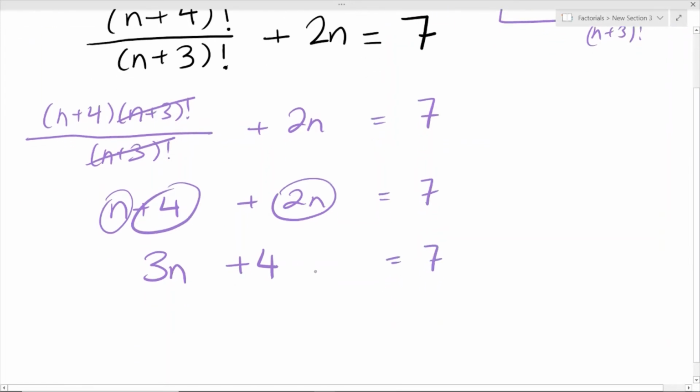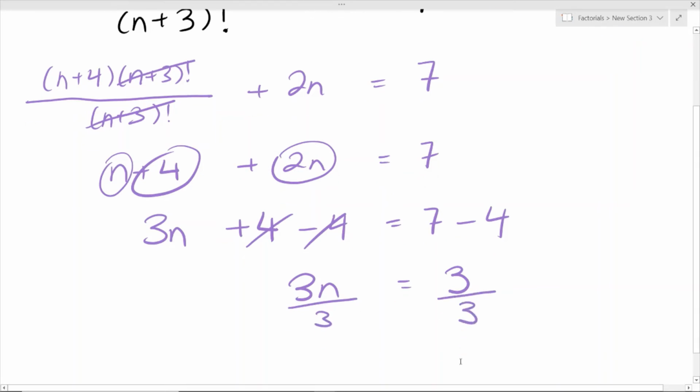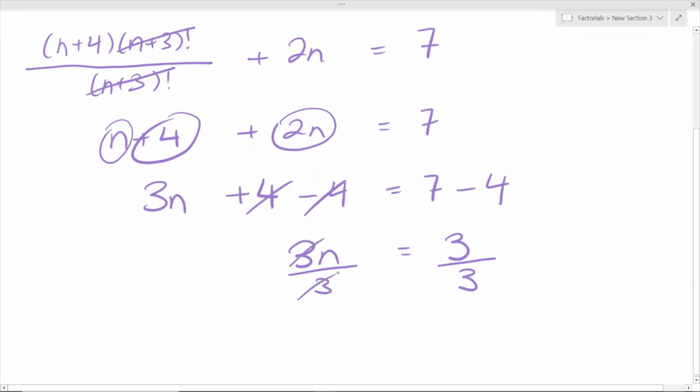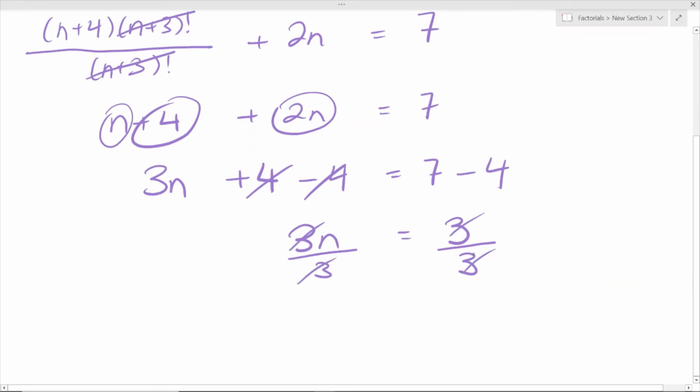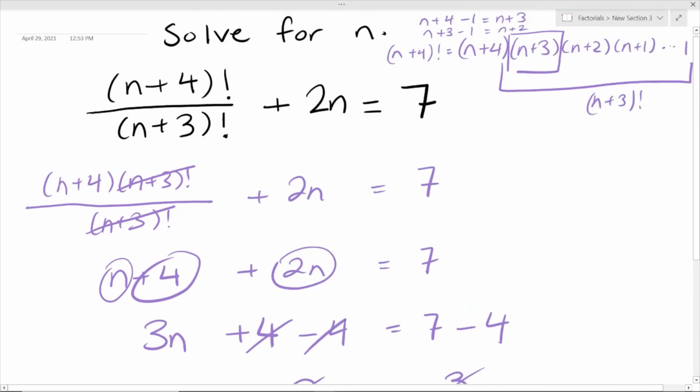So here we can subtract both sides by 4. So 4 minus 4 is 0. 3n is equal to 7 minus 4, which is 3. And then we could divide both the left side and right side by 3. And then this 3 and 3 cancel. So this is just going to leave us with 1. So n is equal to 1. And here we have solved this equation for n.